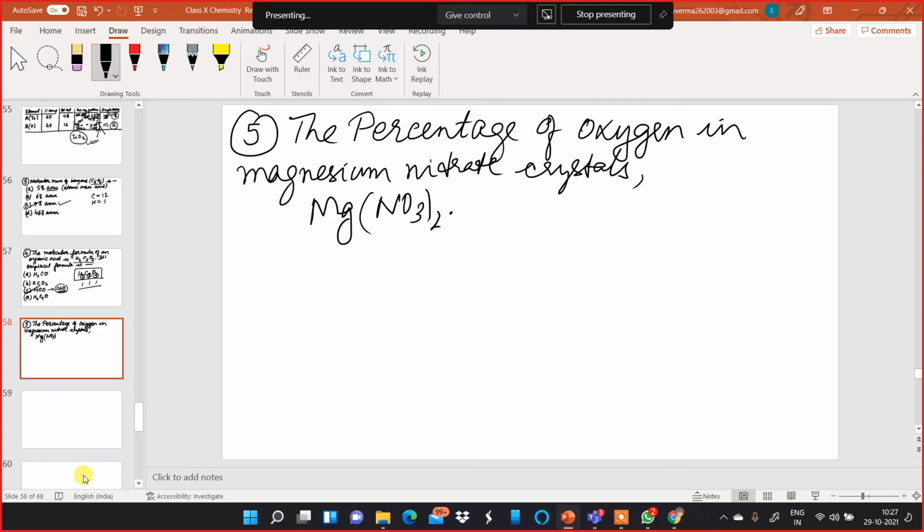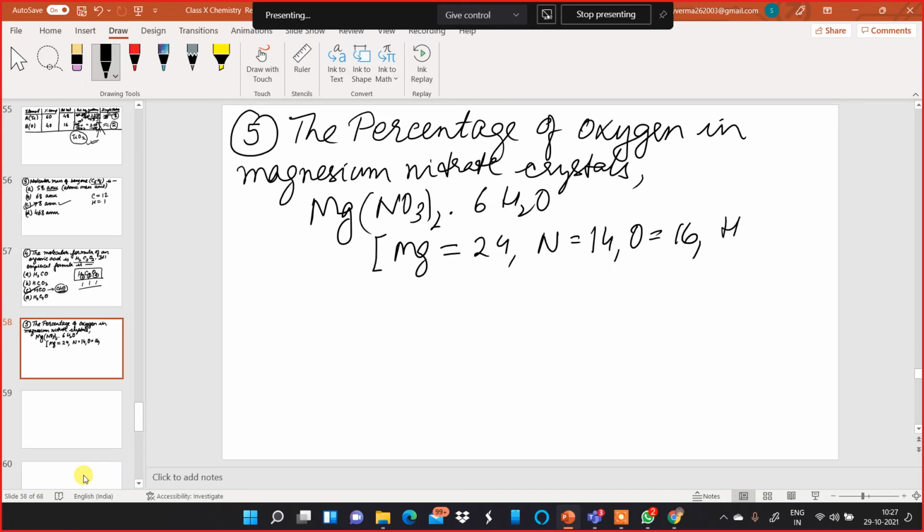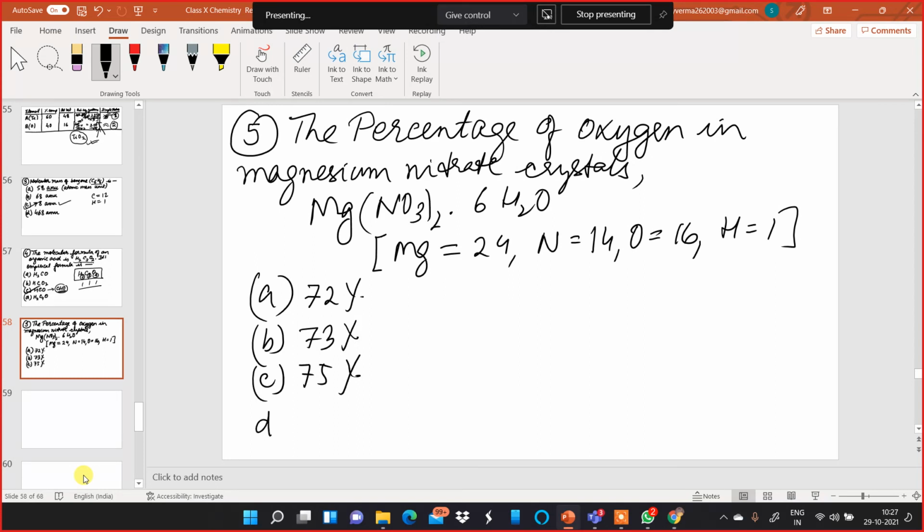Mg(NO3)2·6H2O. I'll give you the atomic masses also. Magnesium is 24, nitrogen is 14, oxygen is 16, hydrogen is 1. The options given are: option A 72%, option B 73%, option C 75%, option D 74%. So for this you have to do the working.